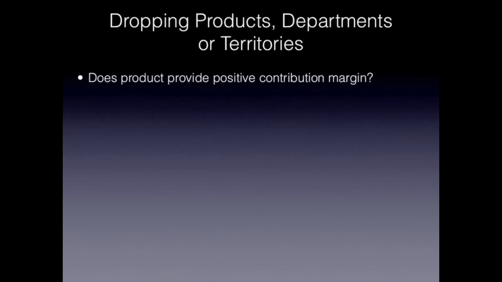Firstly, does the product provide positive contribution margin? So you have to think back to our contribution margin income statement that we looked at earlier. Remember the contribution margin income statement, it separated our cost by behavior into variable cost and fixed cost. Contribution margin was determined by taking sales less our variable cost. That gave us contribution margin.